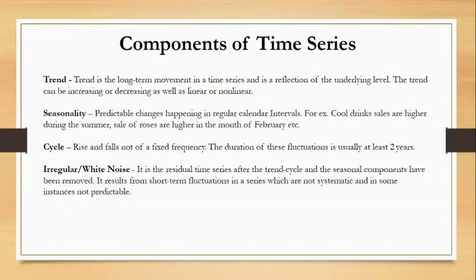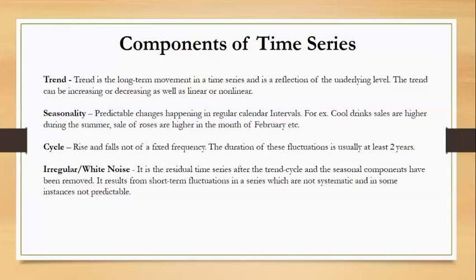Trend is the long-term movement in a time series. The trend can be an increasing or decreasing trend. Seasonality is predictable changes happening in regular calendar intervals. Say for example, cool drink sales are higher during summer. Sale of roses are higher during February, etc.